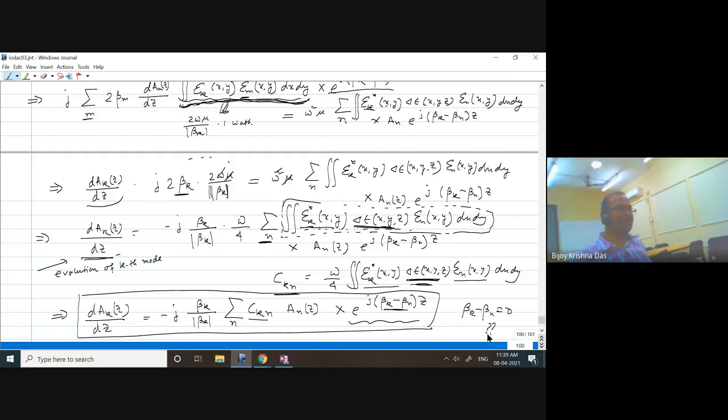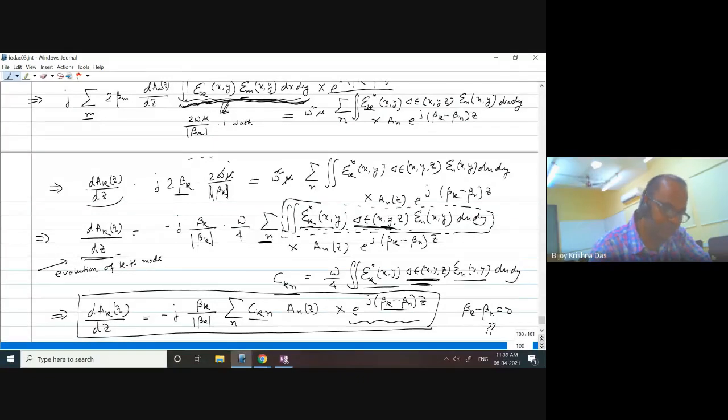In the rare cases, maybe the polarization is different, and in that case it is possible. So in most cases, this beta k minus beta n is non-zero. If it is non-zero, then what can you expect from this equation? Okay, so I will take that with one certain example of your perturbation.